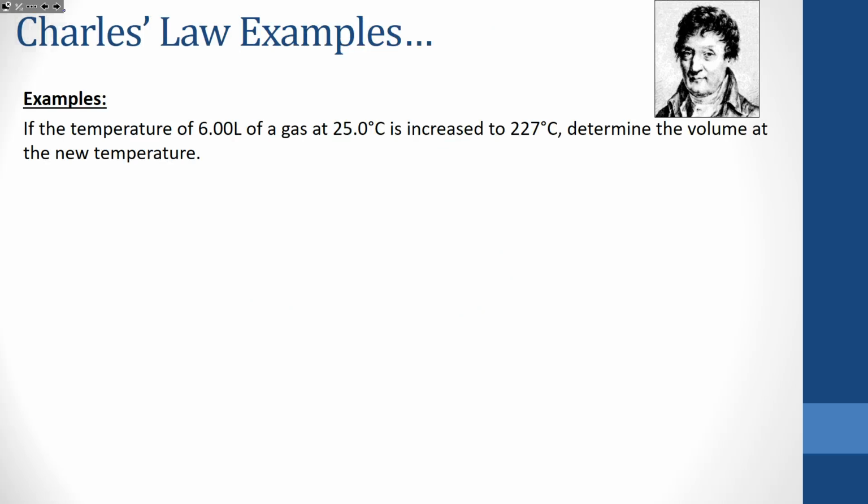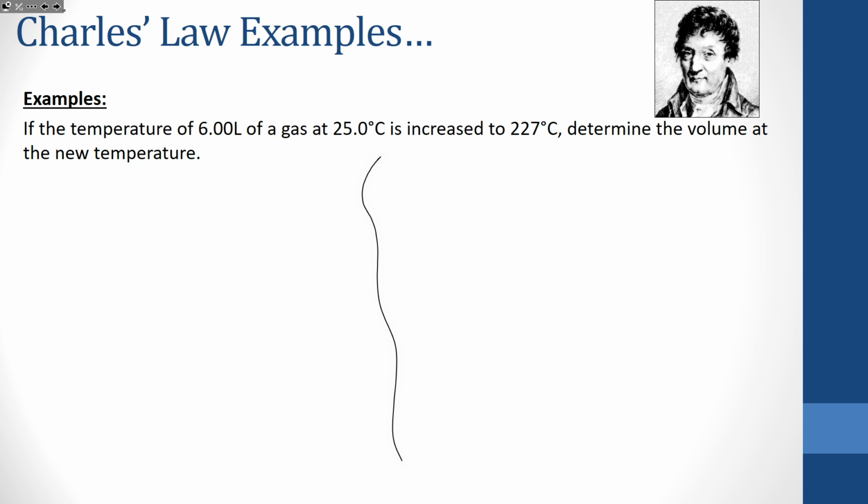So if we're reading this, again, I'm going to do the two different ways. I'll do the formula method and the logic method, and it just depends on which you're more comfortable with. Either way is fine. Logic is a little bit quicker, but either way is fine. It says if the temperature of 6 liters of gas at 25 degrees Celsius is increased to 227, determine the volume at the new temperature.